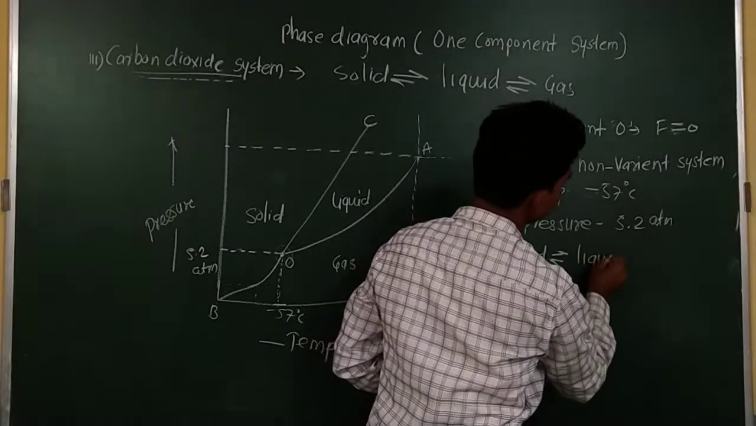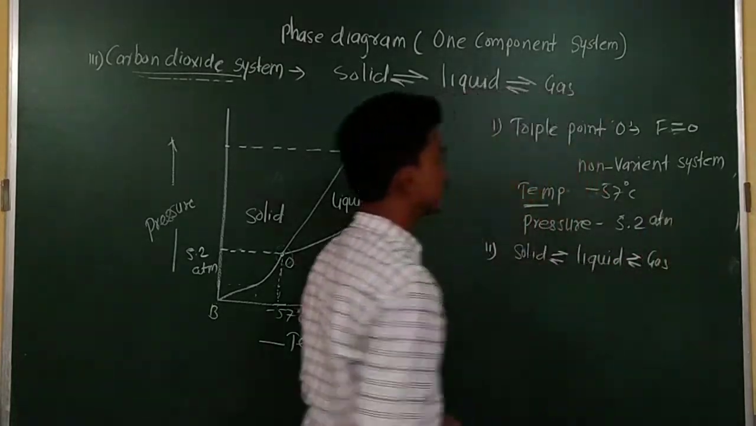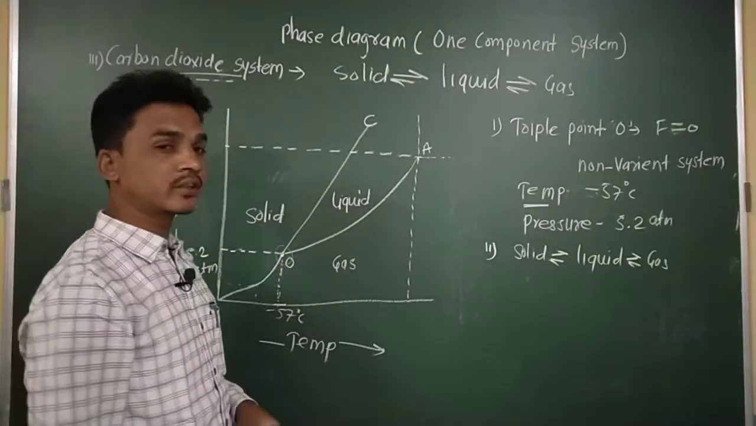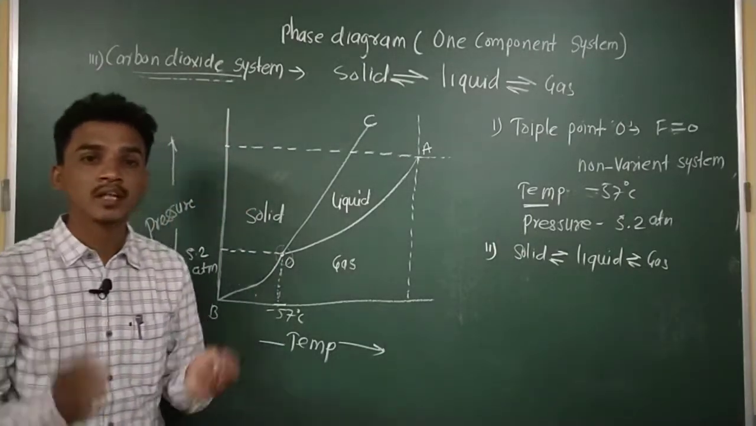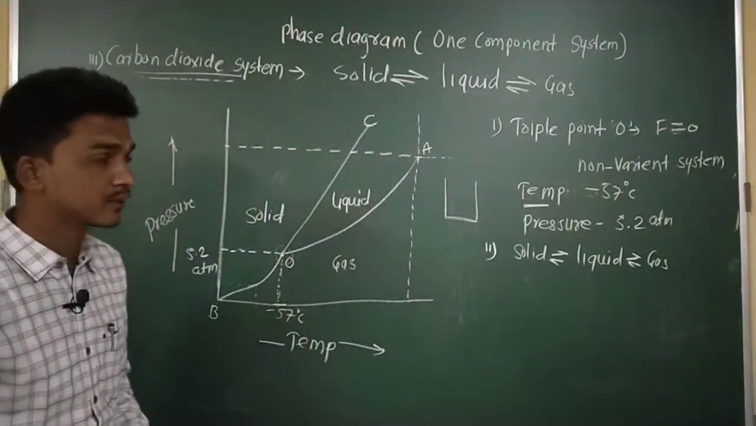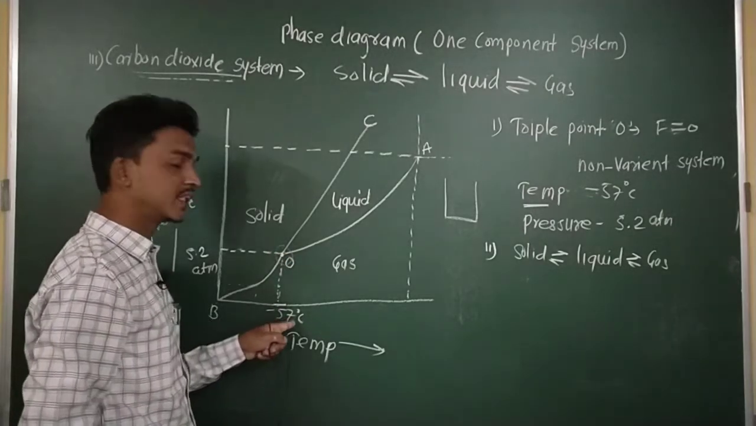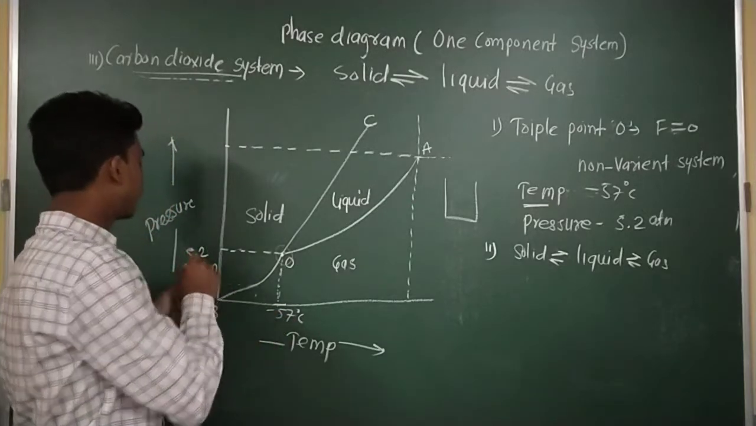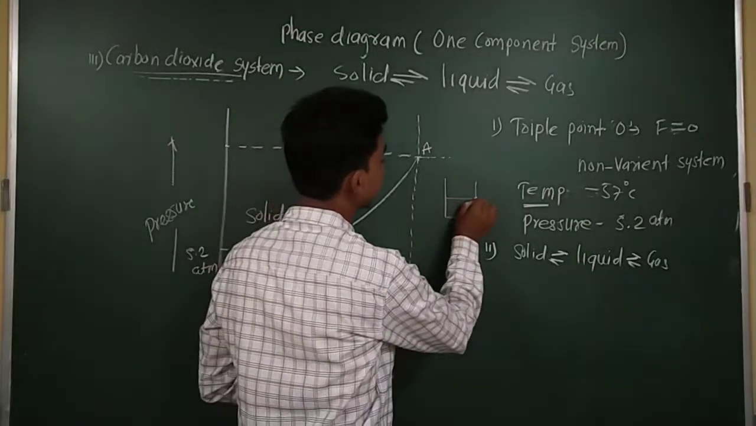Liquid form, and is in equilibrium with gaseous form. Okay, so this is the point. Suppose I want the carbon dioxide molecules in 3 different phases in the beakers. So which sample will I collect? At what point will I collect the sample? At these points. That means at minus 57 degrees Celsius temperature and 5.2 atmospheric pressure of the system, I will collect the sample in the beaker.